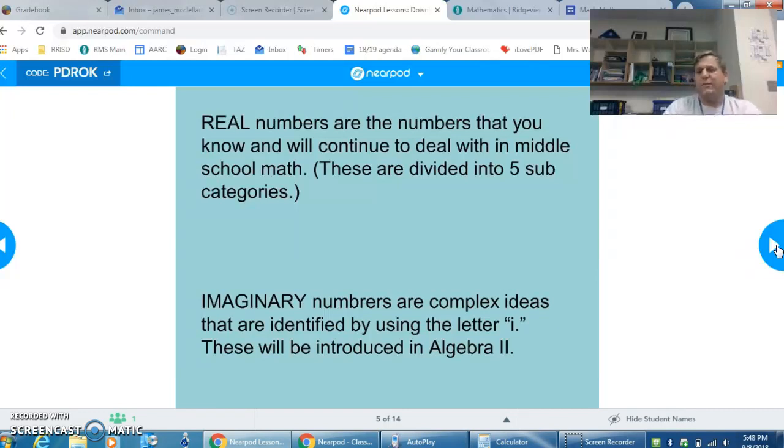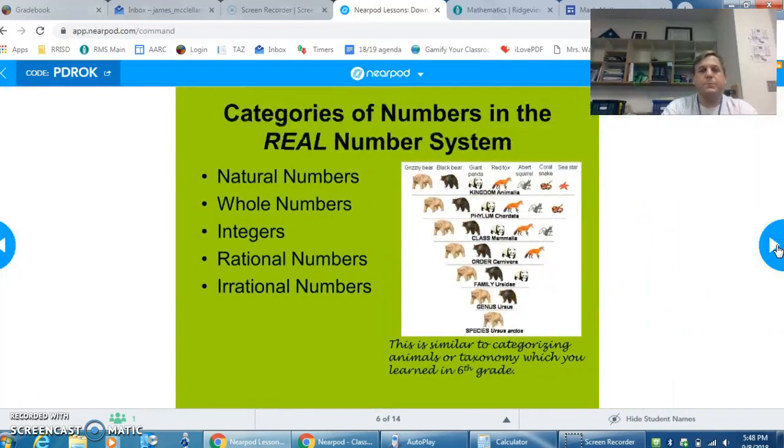They will generally be introduced in Algebra or Algebra 2, so you won't have to deal with those in middle school. The 5 categories in the real number system are natural numbers, whole numbers, integers, rational numbers, and irrational numbers. Now, in 6th and 7th grade, you only deal with these 4: natural, whole, integer, rational. Sometimes in 6th grade, you will only deal with whole, integer, and rational. So this year, we'll learn these 4. Sometimes you'll see it as just these 3, and that's okay.